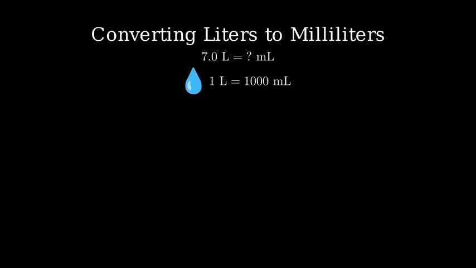1 liter equals 1,000 milliliters. This means we multiply by 1,000 to convert from liters to milliliters. So to convert 7.0 liters to milliliters, we multiply 7.0 by 1,000.